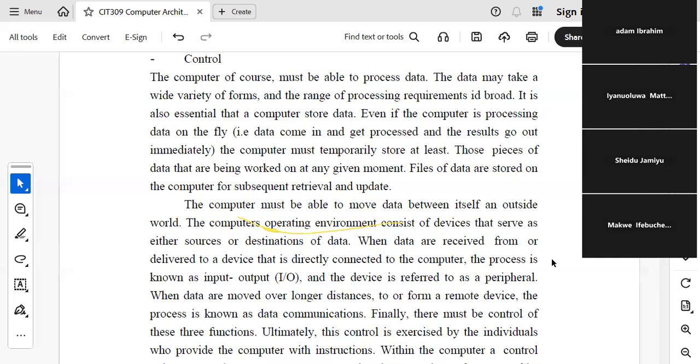That data comes in and gets processed, and the results go out immediately, without any tendency of storing it. Fine.